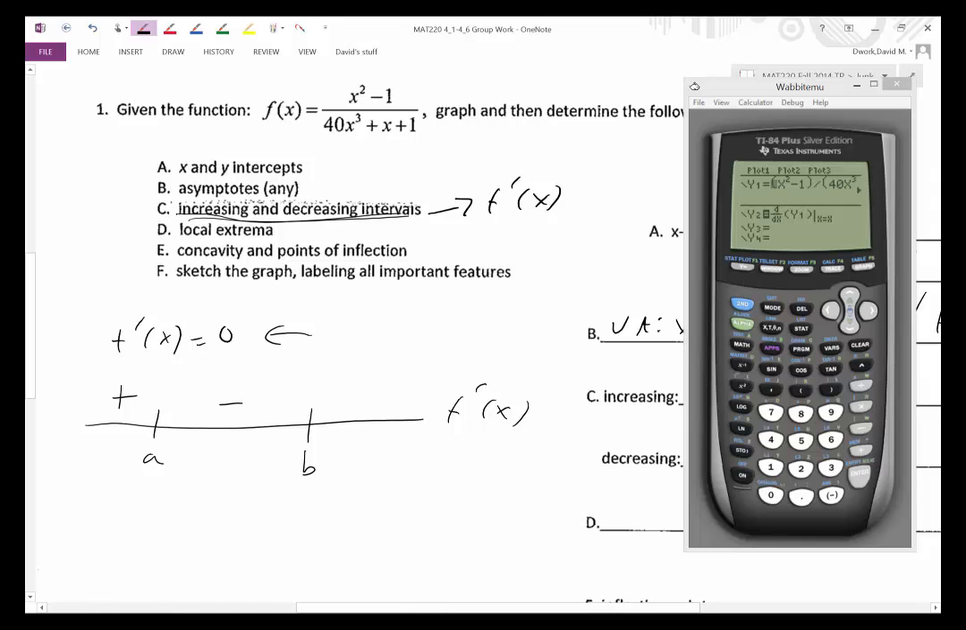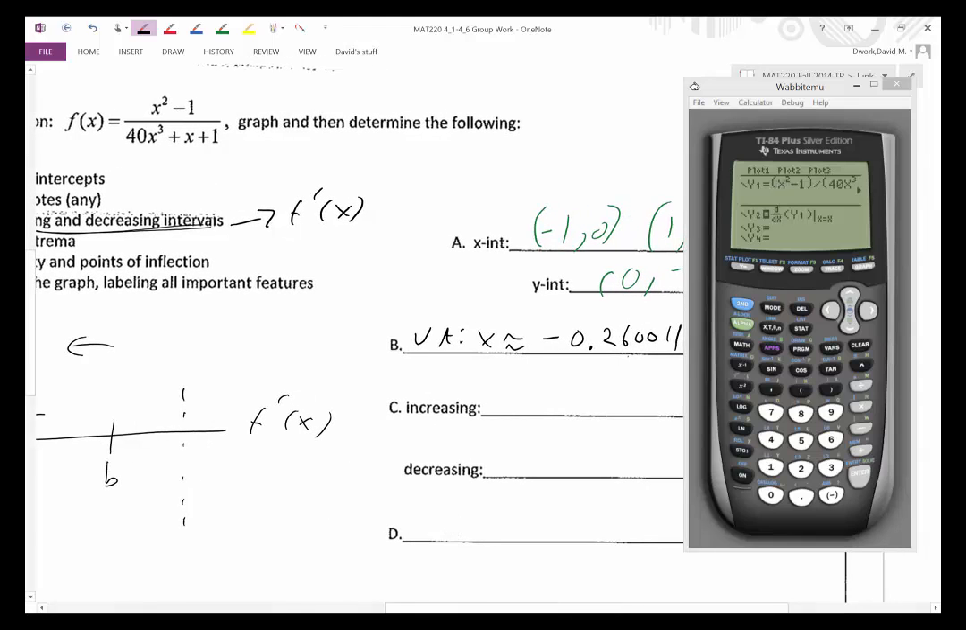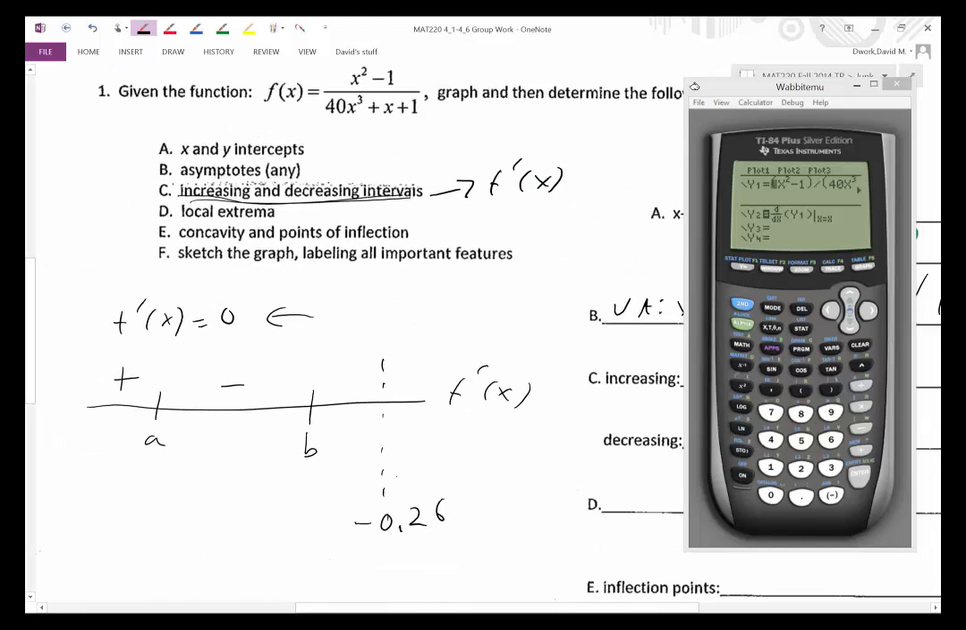But also don't forget, we need to include here that we can have a change at a vertical asymptote, which we already found is at negative 0.26. So we're going to include that on our number line as well. Now, I don't know if it goes there. We'll fill that in a minute. So we made a plan.